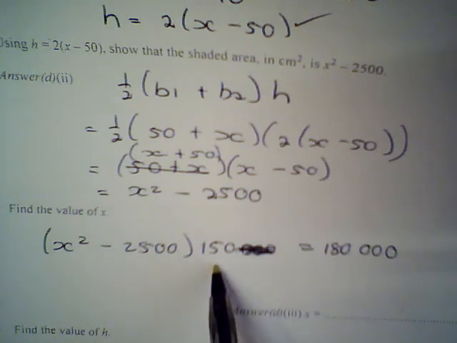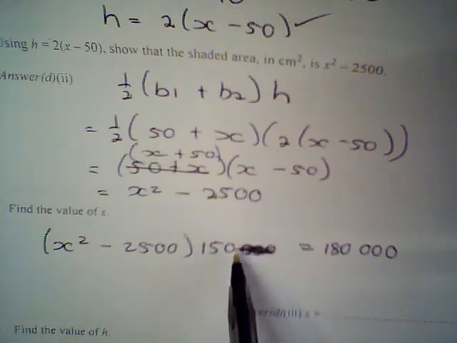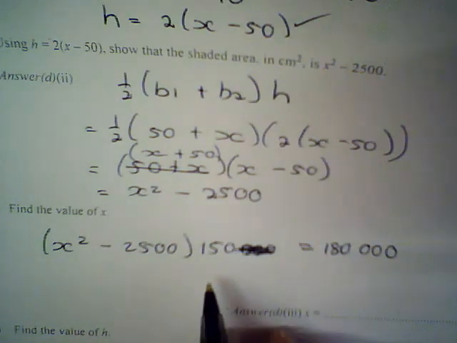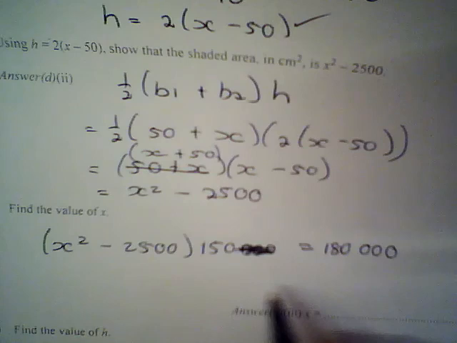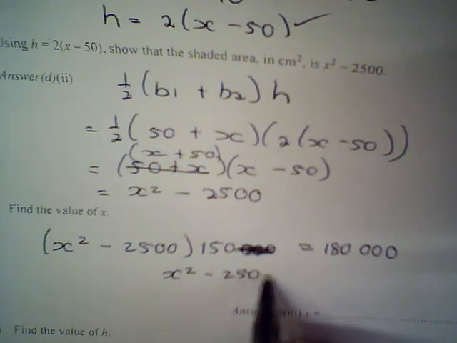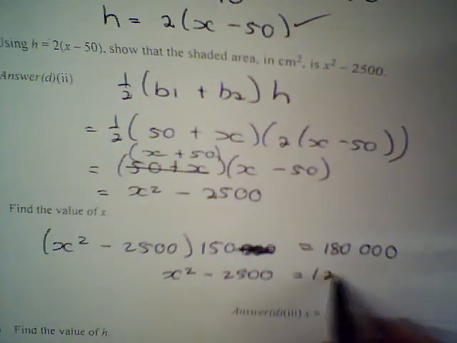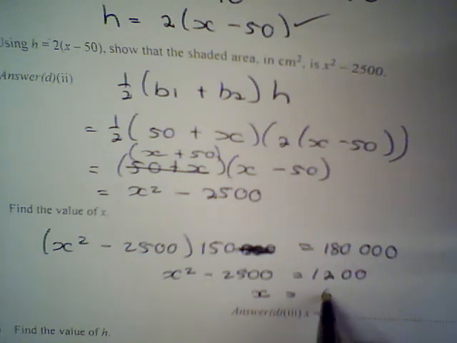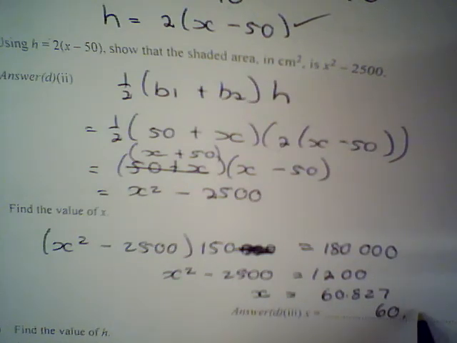Times the distance or the height would give us the volume. And now we can find the value of x. So here we use the information that we're given way at the beginning of our problem. We can solve there, just divide by 150 on both sides. So x squared minus 2,500 equals 1,200. And we can solve for x equals 60.827, and let's simplify it to 60.8.